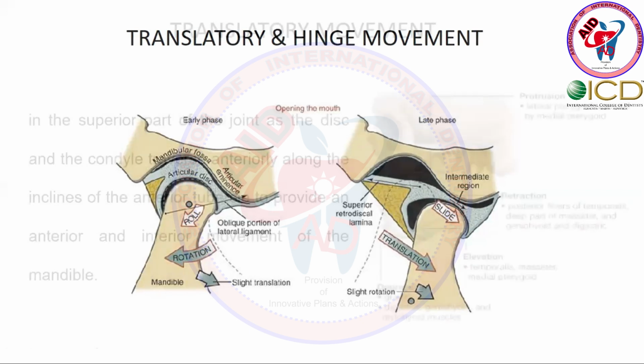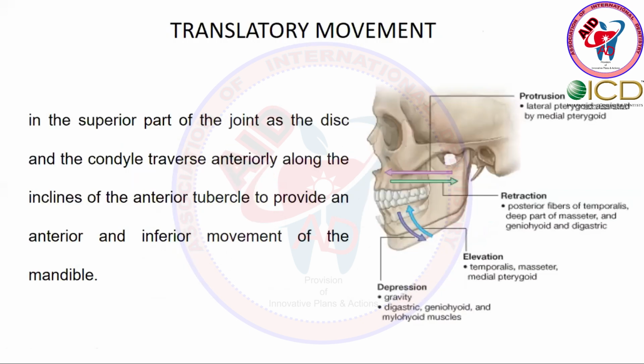Now the translation movement. In the superior part of the joint, as the disc and the condyle translate anteriorly, the incline of the anterior tubercle provides an anterior and inferior movement of the mandible. That is the protrusion right there, and the protrusion is basically caused by the lateral pterygoid and the medial pterygoid muscle, that is this movement.